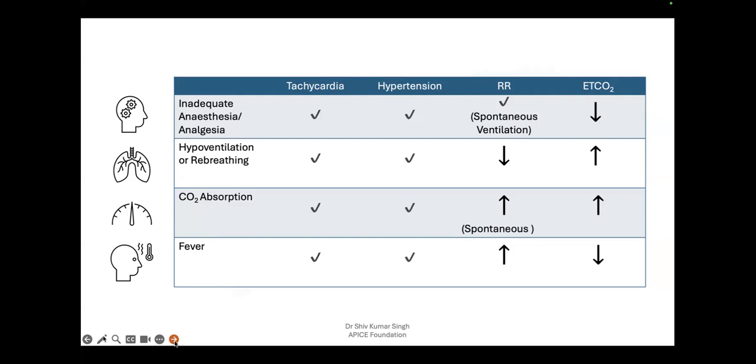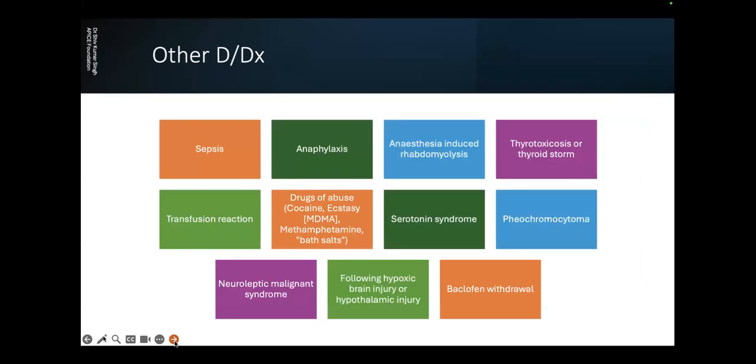Increased CO2 absorption for any reason: again, in spontaneously breathing patients, the respiratory rate will go up, but temperature will not. Now, coming to fever itself, fever can cause tachycardia and hypotension, the respiratory rate will go up, and end-tidal CO2 will come down. So you can rule out the cause for that. There are a number of differential diagnoses for this. Sepsis, again, remains a cause. Anaphylaxis will usually show hypotension.